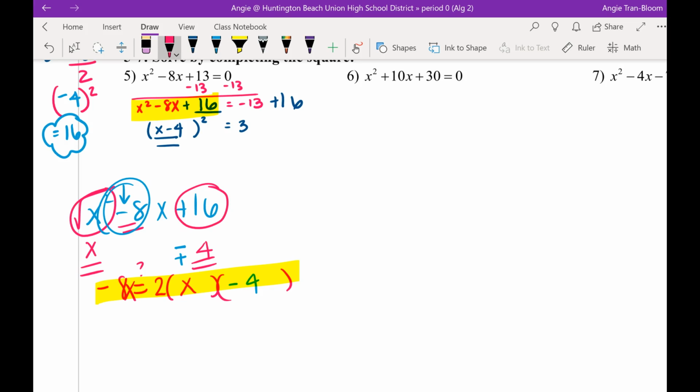Now, if that doesn't work for you, just make your x. On top, it will be 16. In the middle, it will be negative 8. Your side numbers are negative 4 and negative 4. That will also work.